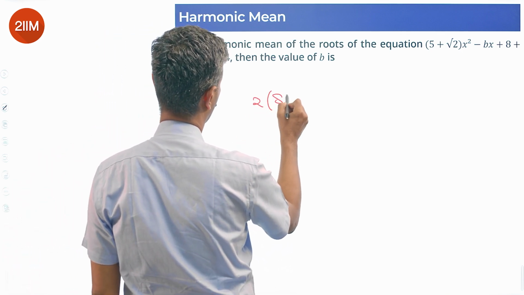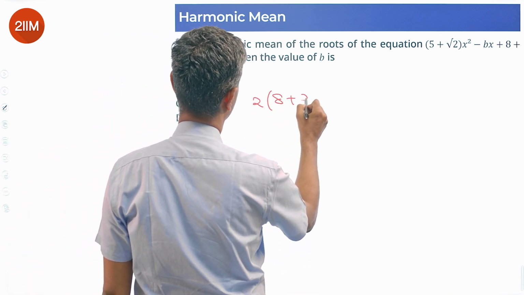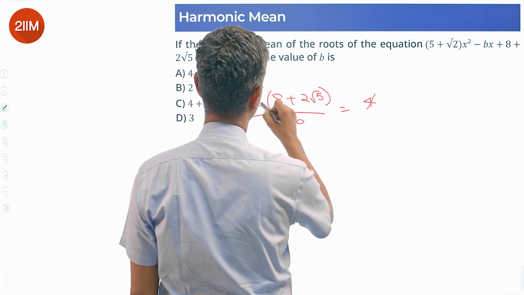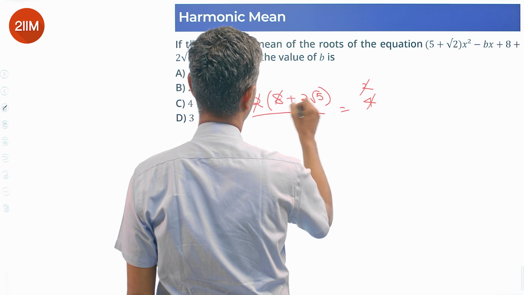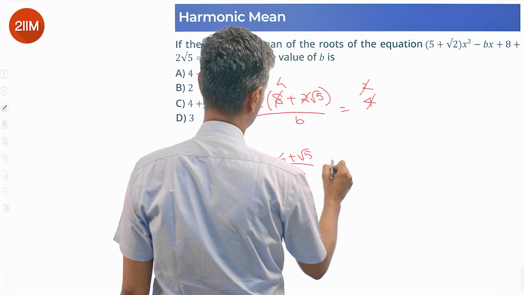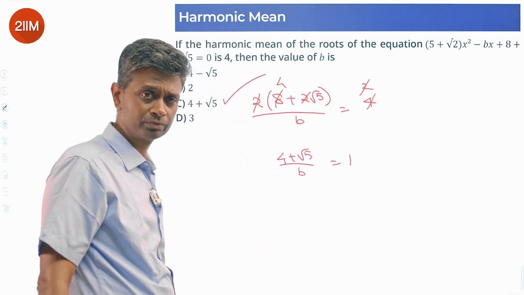2 into 8 plus 2 root 5 by b is equal to 4. 1, 2 gets cancelled here. Another 2 can get cancelled here. 4 plus root 5. 4 plus root 5 by b is equal to 1.